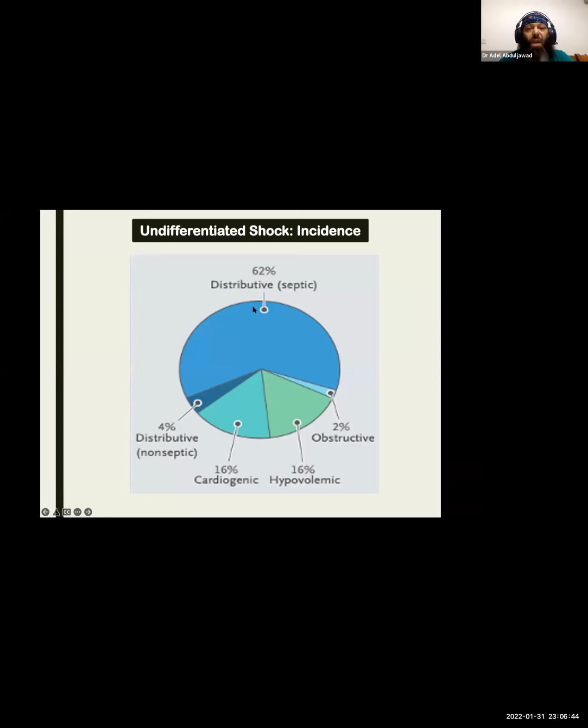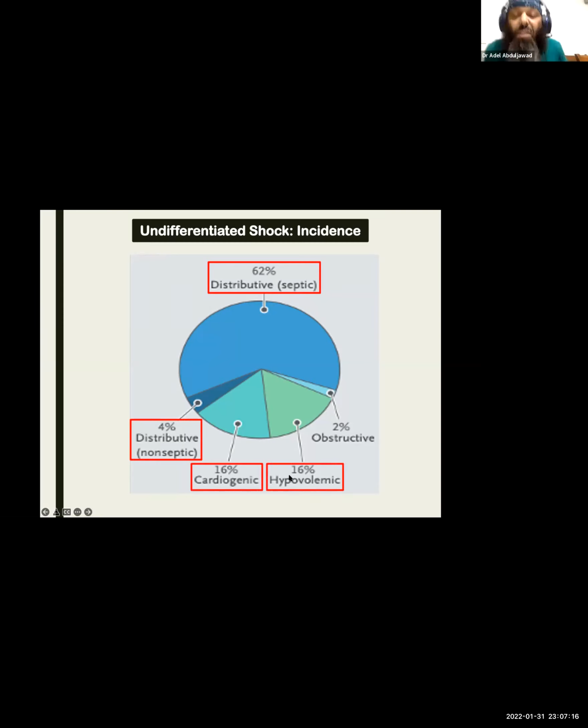What about the epidemiology for the undifferentiated shock and incidence? The distributive shock, mainly septic, represents, as I told you before, the most common cause. The share of distributive shock due to sepsis is about 62%, while distributive shock due to other causes rather than sepsis, like adrenal crisis or cytokine release or neurogenic, is 4%. Cardiogenic shock represents 16%, equivalent to the hypovolemic shock, also 16%. Obstructive shock is 2%. So among the undifferentiated shock, remember that the distributive type of shock due to septic shock is the commonest type. Next is cardiogenic and hypovolemic, then the non-septic distributive shock, then the obstructive shock.